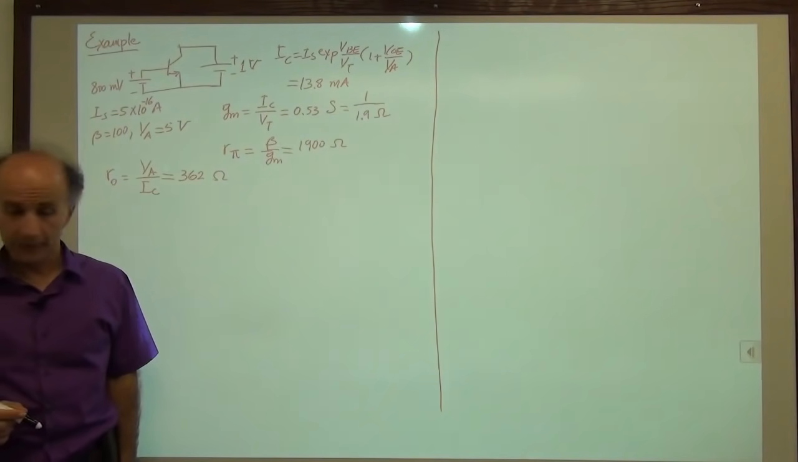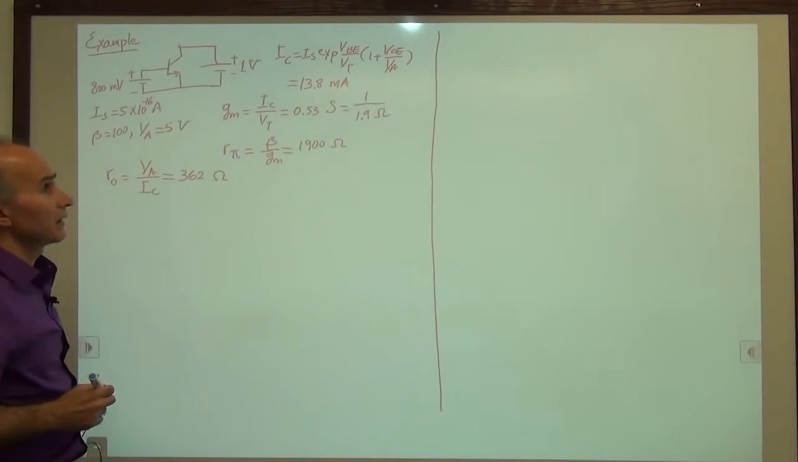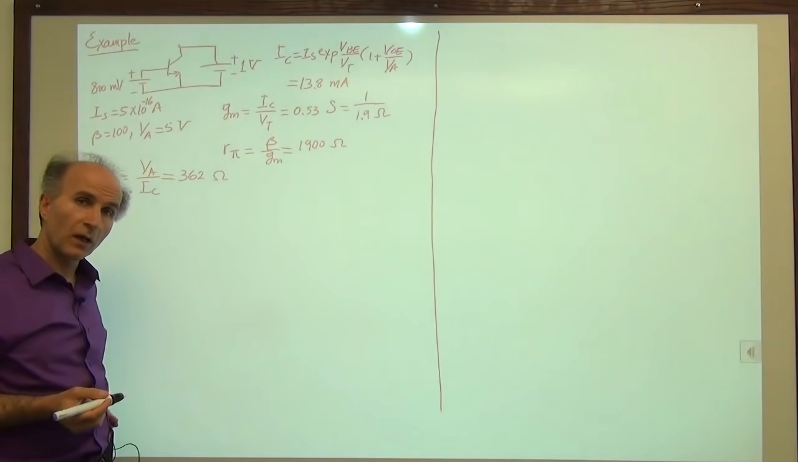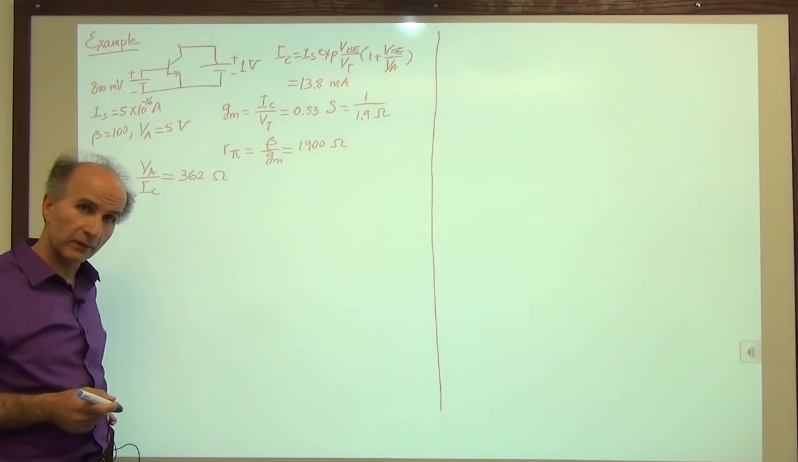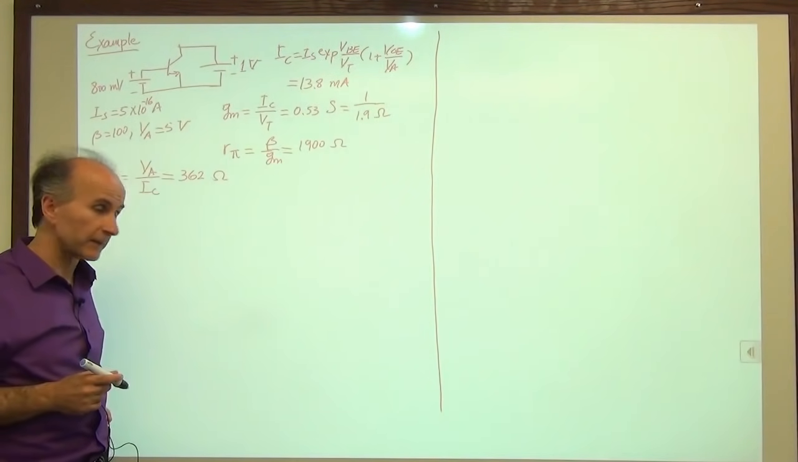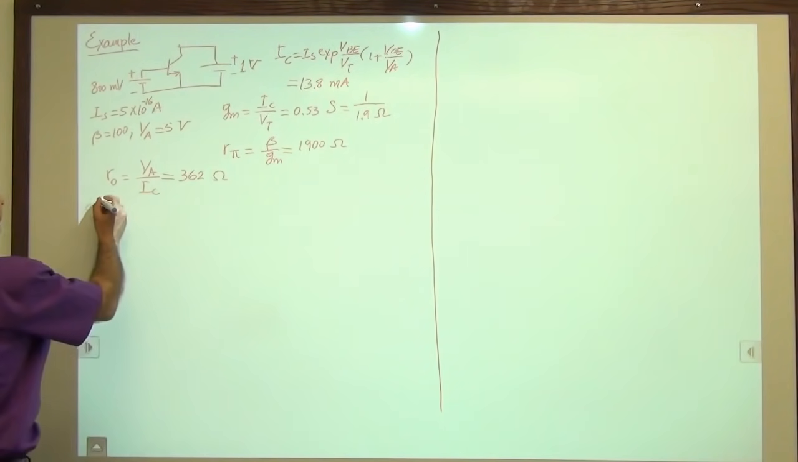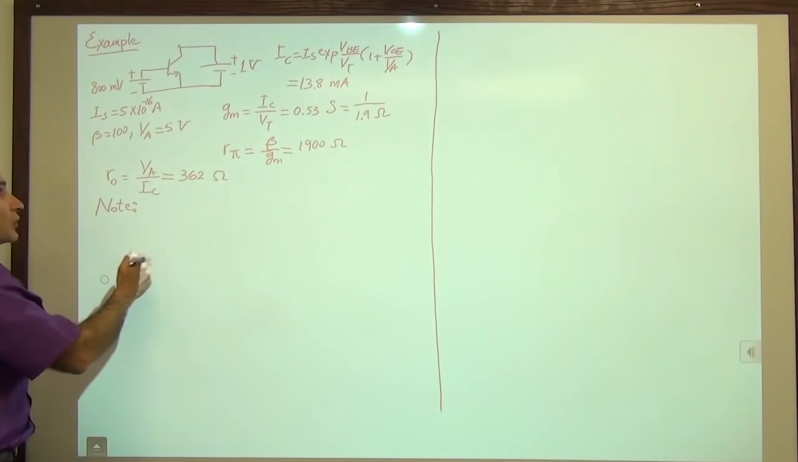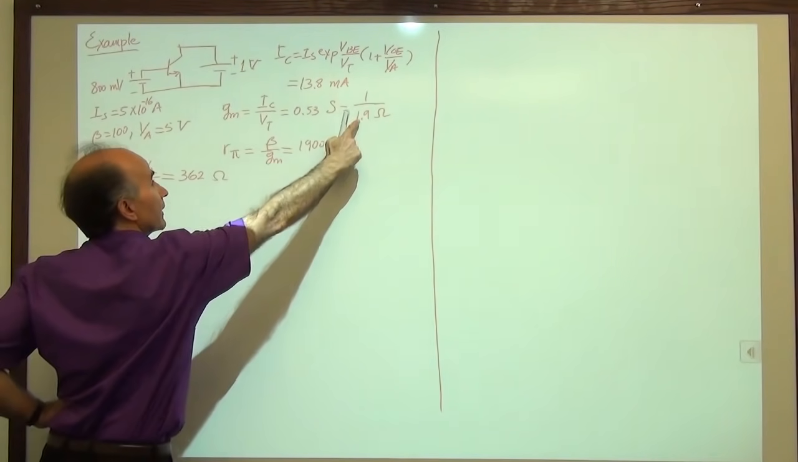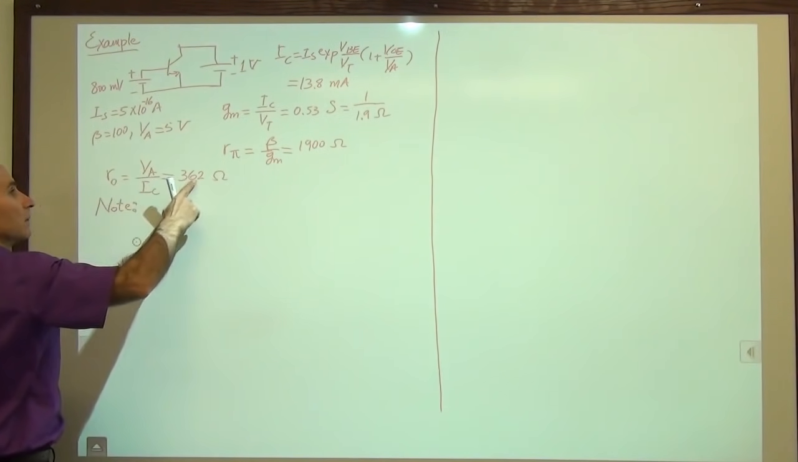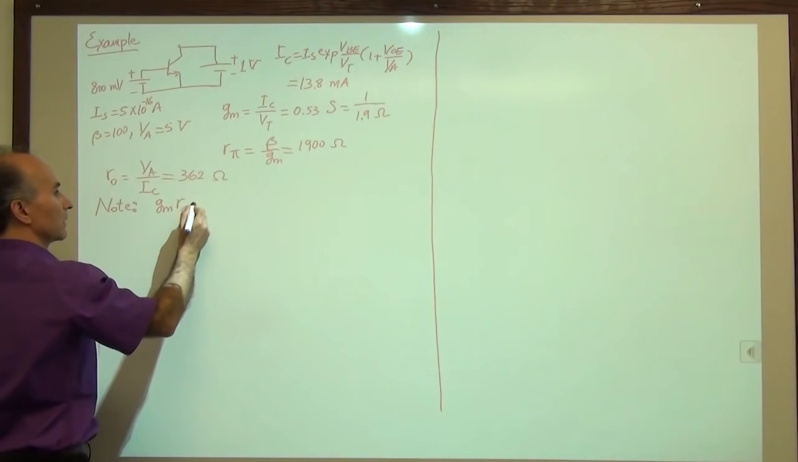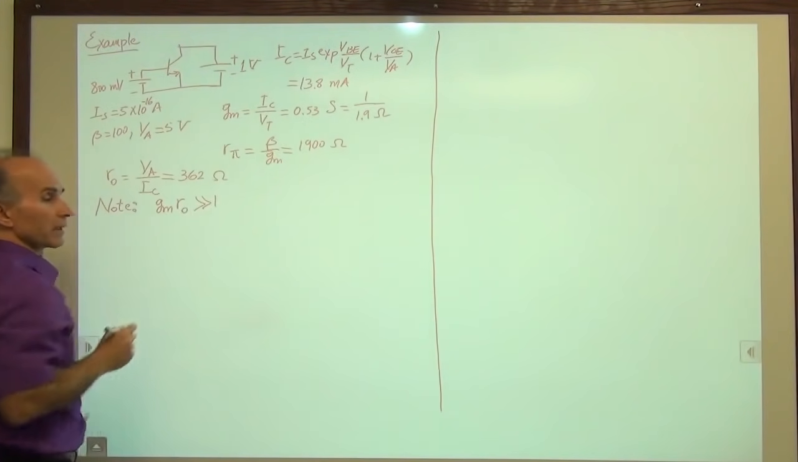Okay, that was the example that I wanted to show. Now, there's one little note that I wanted to share with you here. At this point, you may not appreciate why this is interesting or important, but we will see sometime later. And the note is this. Note, GM, this value, times RO, this value. So GMRO is much greater than 1.